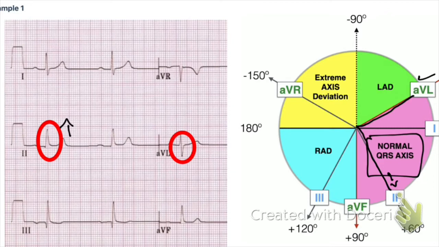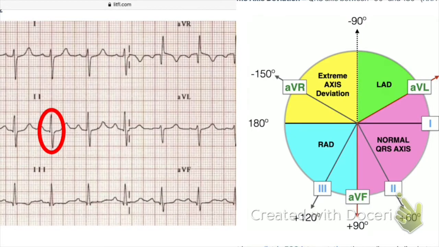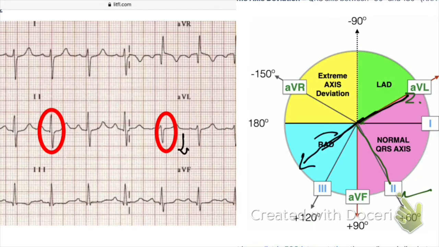Okay, so we'll see another example now. Here in this ECG the equiphasic lead is lead 2, right? So the perpendicular lead is AVL. Look at AVL. AVL is predominantly negative, so the wave goes away from AVL, so it comes towards the right axis range. So this ECG has right axis deviation.